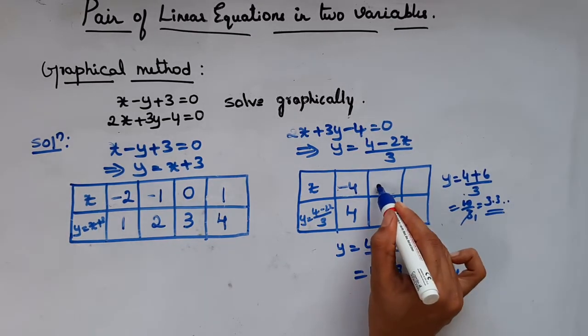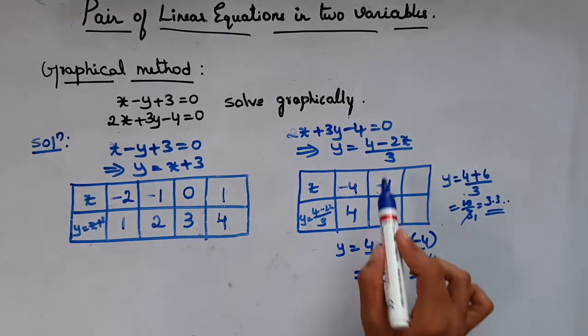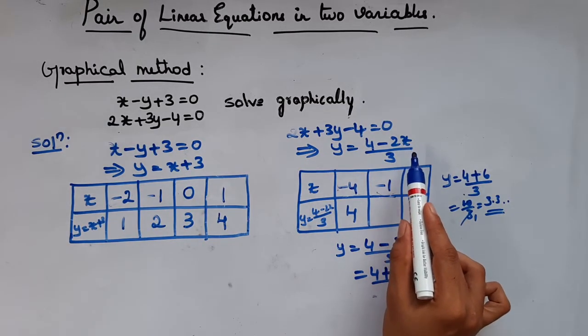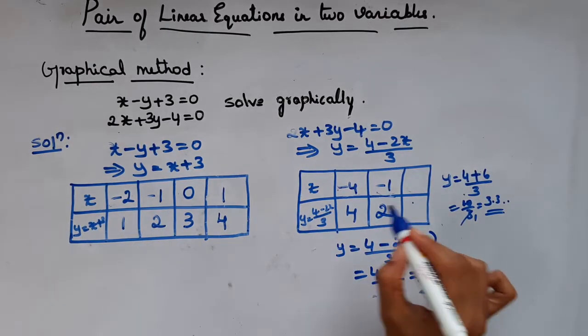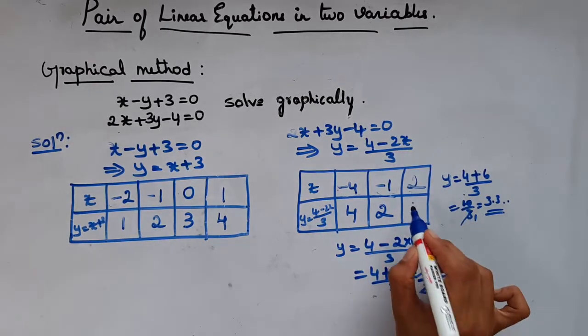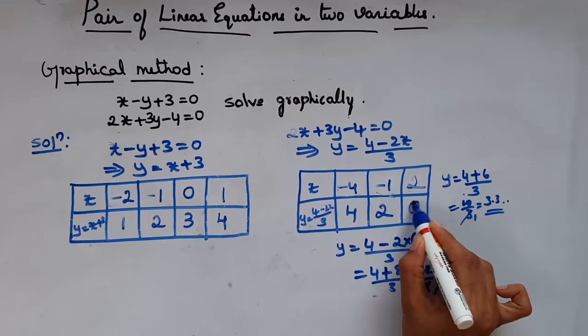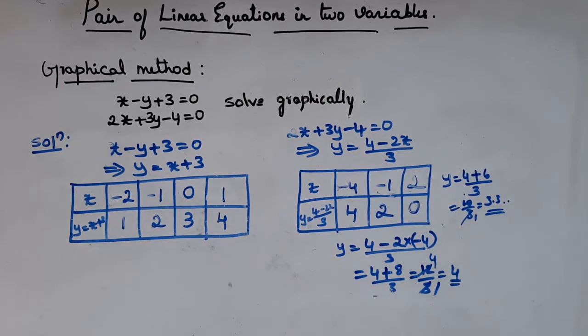Now when you take x is equal to minus 1, when you substitute minus 1 in this equation, you will get y is equal to 2. Similarly, when you substitute x is equal to 2, your y value will be 0. Now let's plot these values in the same graph.